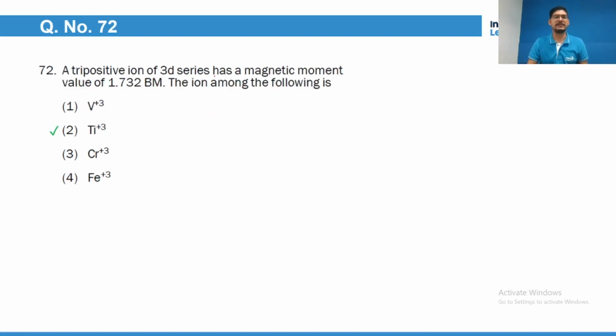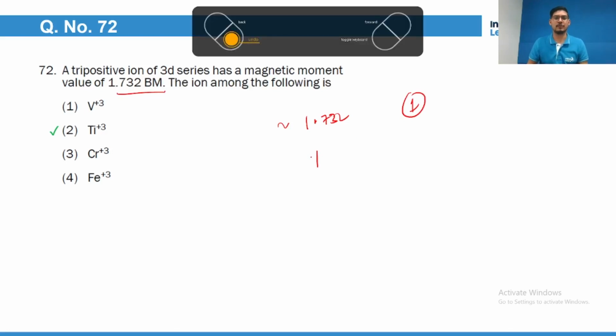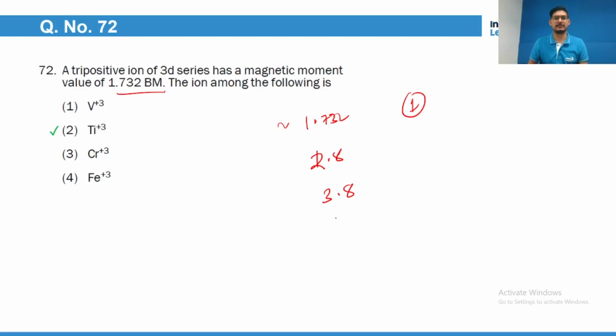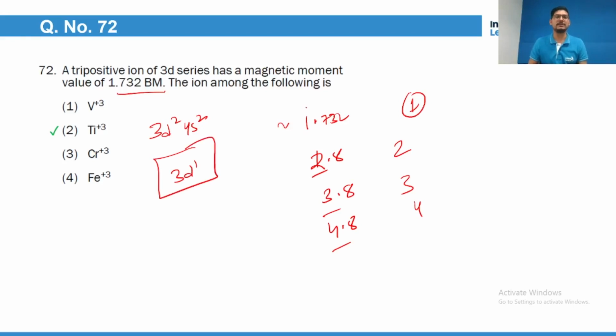A tripositive ion of 3d series has magnetic moment of 1.732 BM. It has a very simple shortcut, right? If the magnetic moment is approximately 1.73, the number of unpaired electrons is 1. Then if it is, let's say, 2.8, 3.8, 4.8, then the number of unpaired electrons is 2, 3, or 4, right? So you'll have to find out. For example, the configuration of titanium is 3d2 4s2. The configuration of titanium 3+ would be 3d1, only one unpaired electron. So yes, its expected magnetic moment would be under root 3 BM, right? So this would be the correct answer.